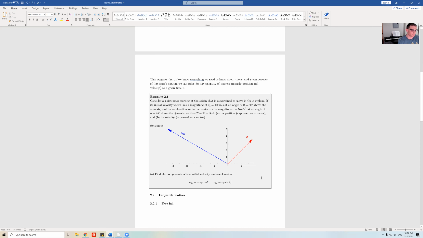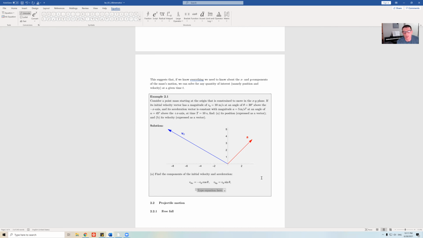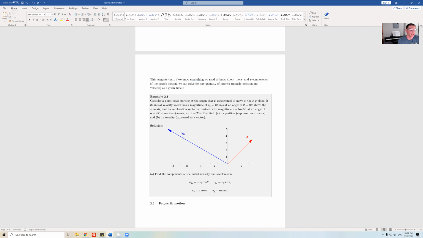Okay. We don't really have to worry about that with the acceleration because both of its components are positive, right? So we can write that the x component of acceleration is going to be given by a cosine alpha, and the y component of acceleration is going to be given by a sine alpha. So that's good. Got that out of the way.